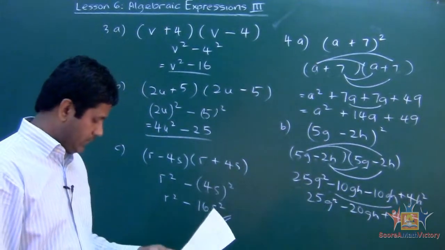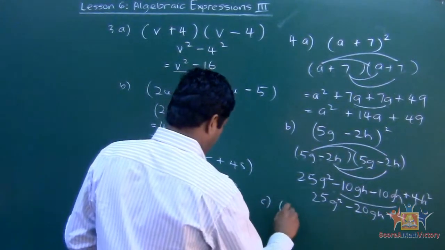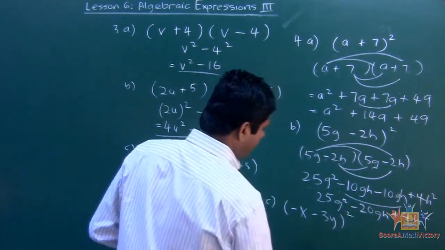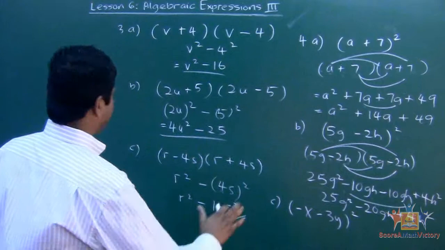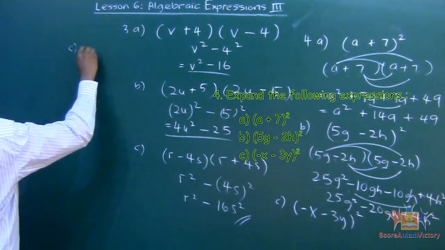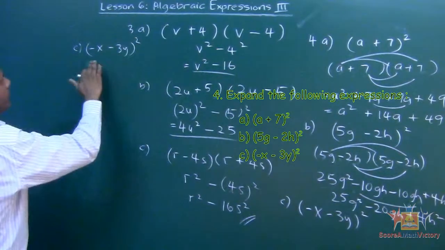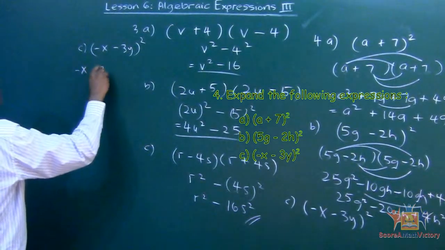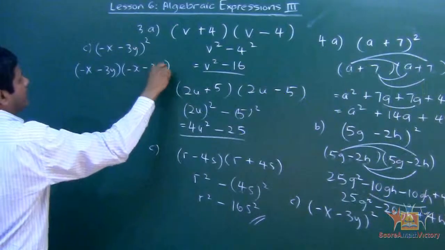Alright, let's do c. You're given negative x minus 3y squared. We repeat this twice, so it's negative x minus 3y, negative x minus 3y.